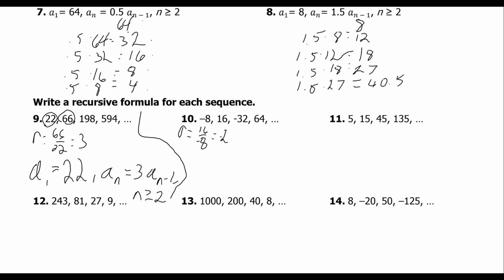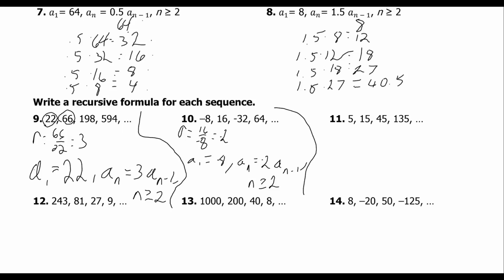So, what we say is we're going to say A sub 1 equals negative 8, and A sub n equals negative 2 on the outside of A sub n minus 1, and we can never forget n greater than or equal to 2. These all have to have that. Alright? Because you can't exactly recursively define the first term. It doesn't really make any sense. So, anyway, number 11.